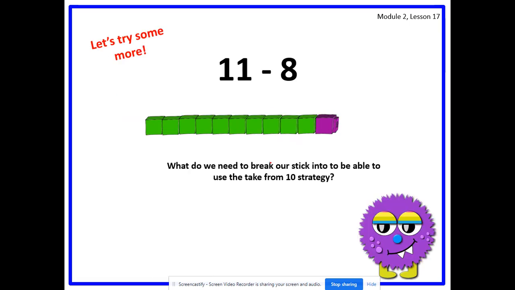Here we go. Here we have 11 minus 8. Go ahead and write 11 minus 8 on your whiteboards or on your paper. So now, what do we need to break our stick into to be able to use the take from 10 strategy? But before you do that, we have to do key point number 1. Go ahead and draw your whole number. What is our whole number? Get ready. Yes, 11.